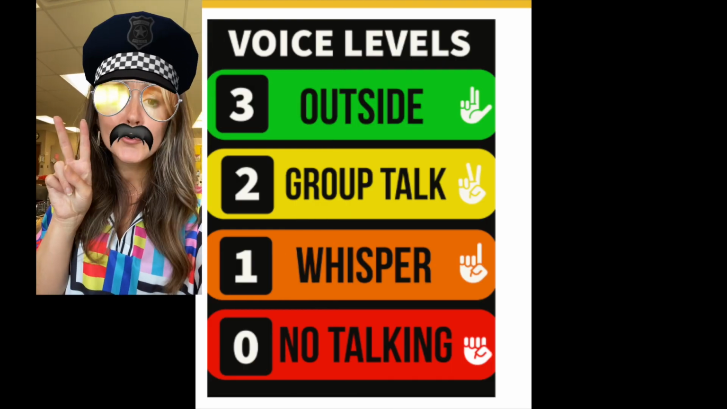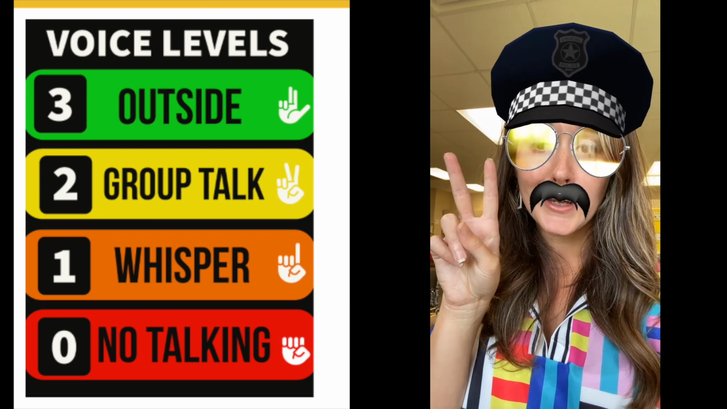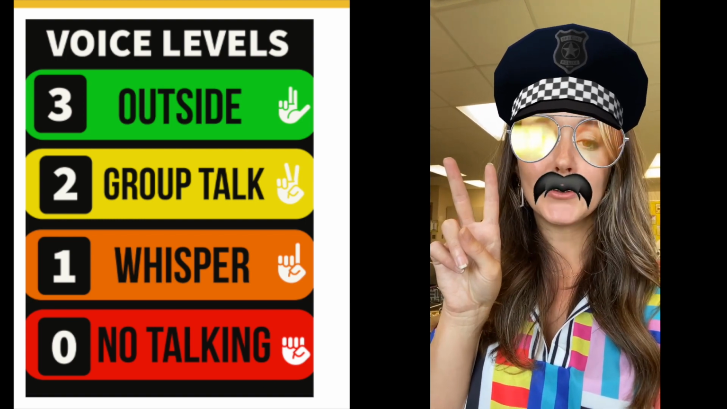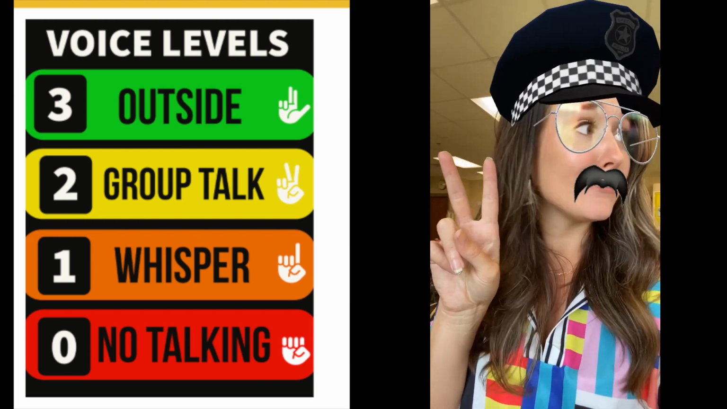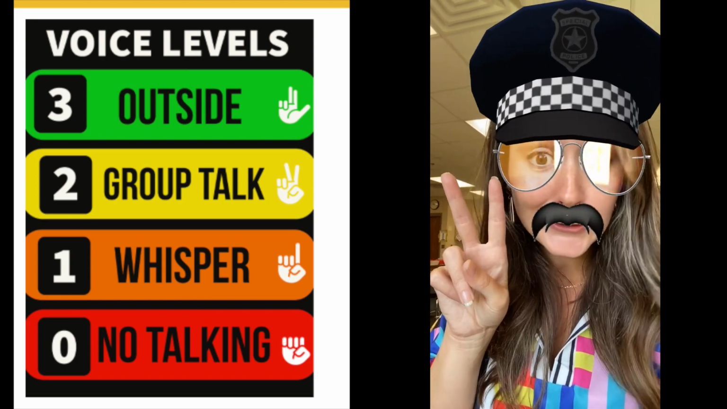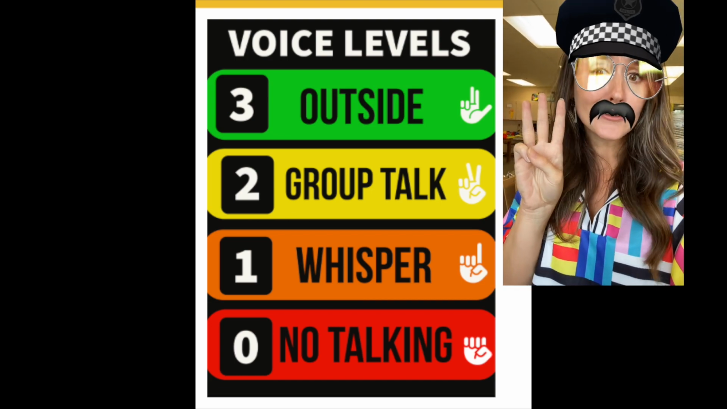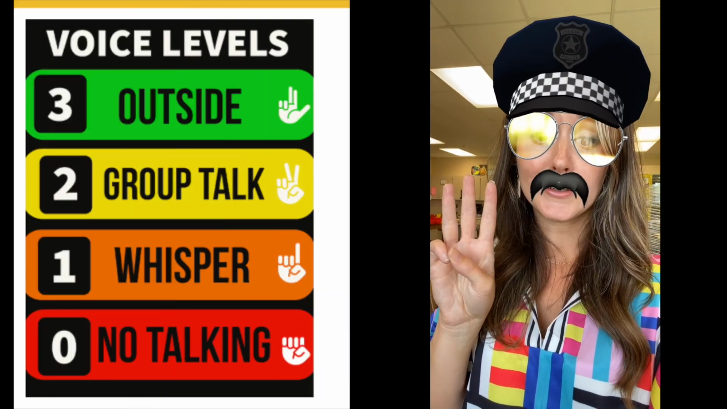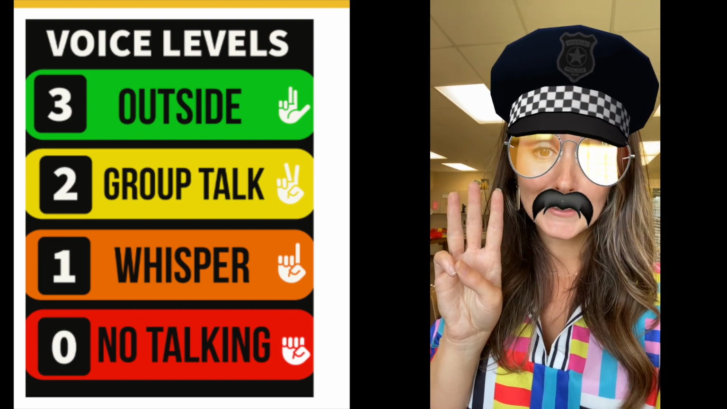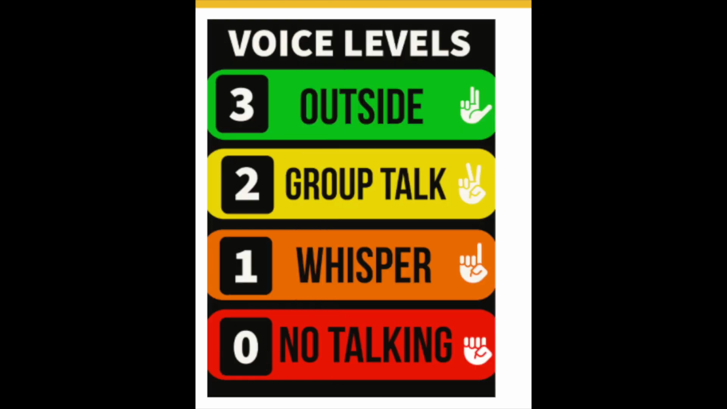2 means group talk. This is when you're working together with a group and you're just using your normal inside voices so your group can hear you. But if there's other groups, they shouldn't be able to hear you. Number 3 is our outside voice. You can yell and say things nice and loud because you're outside.